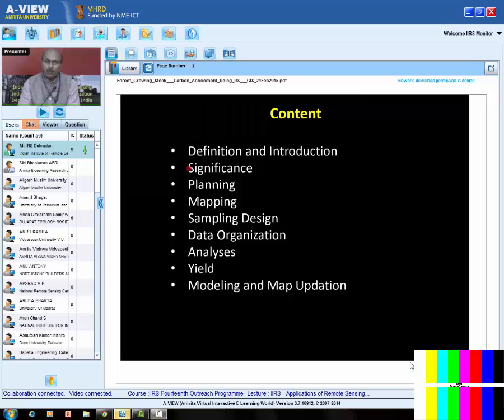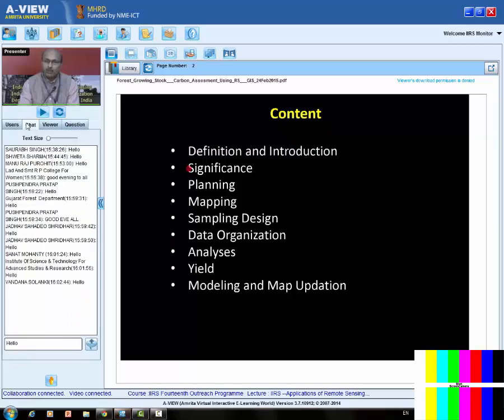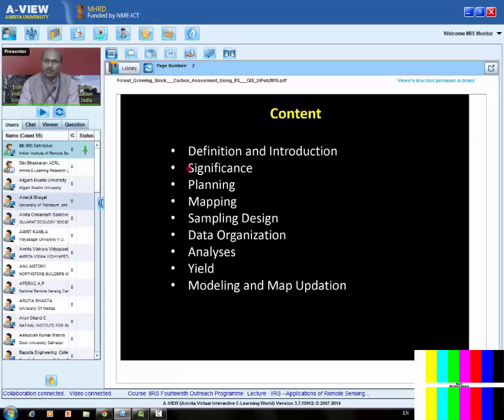And the most important part is the sampling design. How do we go to the field and how many sample plots are to be taken? What should be the size of the sample plots? All that we will be discussing in the sampling design.